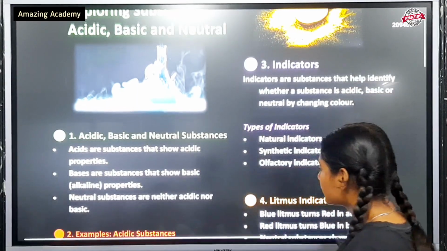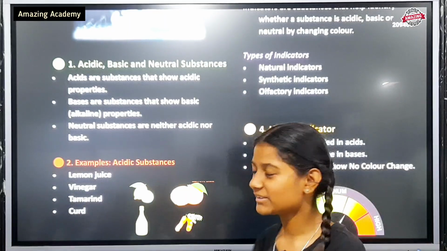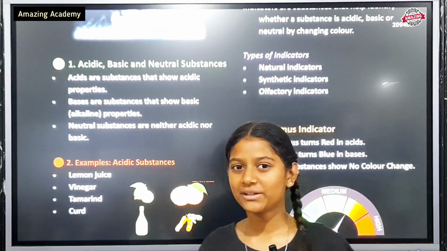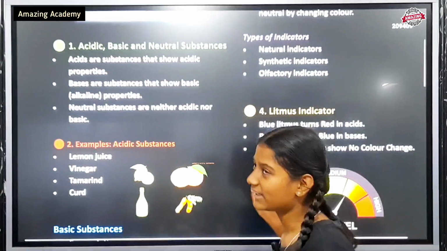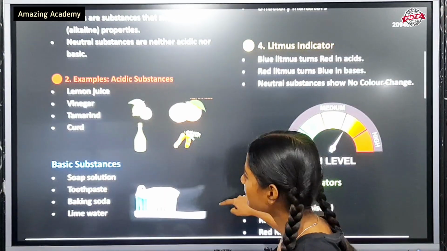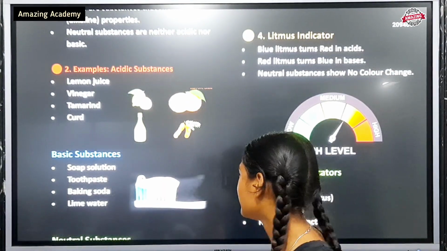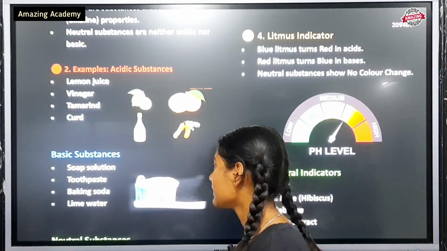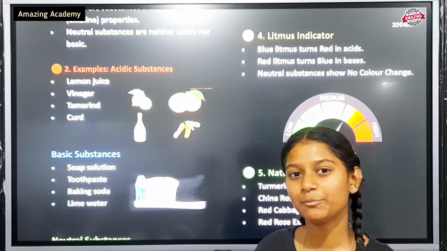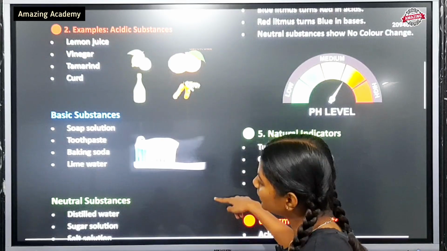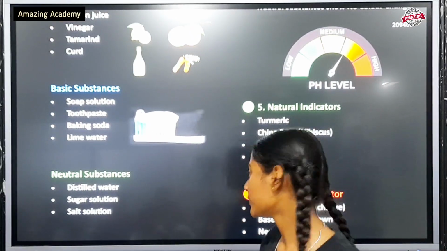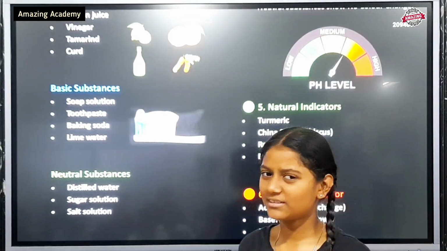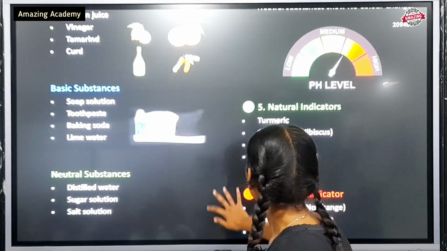Examples of acidic substances are lemon juice, vinegar, tamarind and curd, which have the properties of acids and all taste sour. The basic substances are soap solution, toothpaste, baking soda and lime water, which taste bitter. Next come the neutral substances, which are distilled water, sugar solution and salt solution, which are neither acidic nor basic.